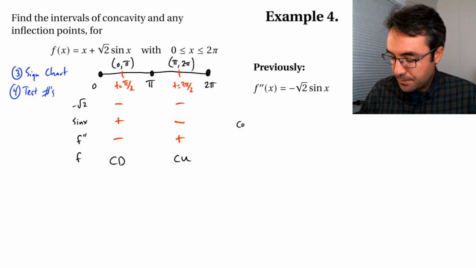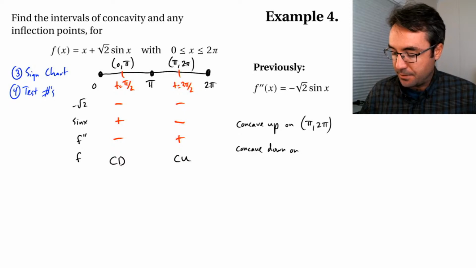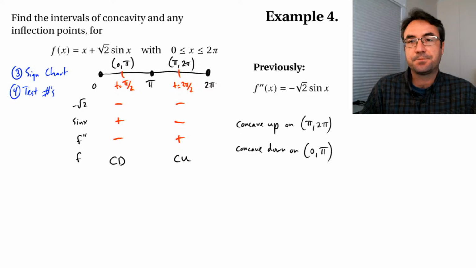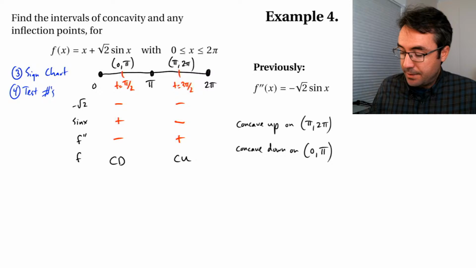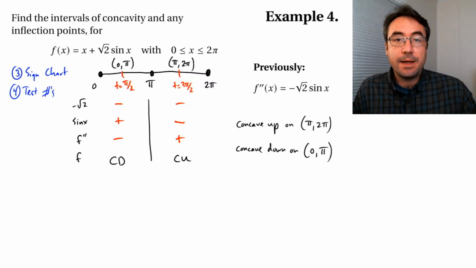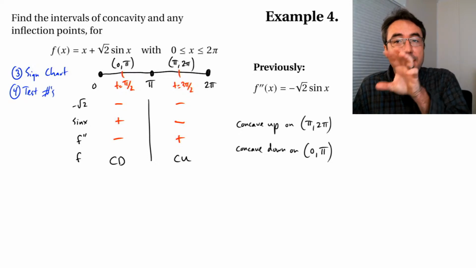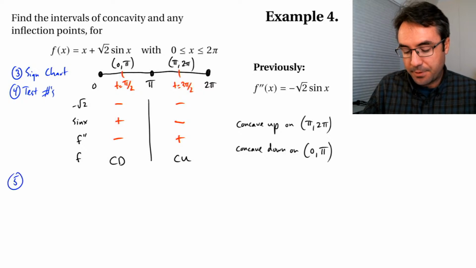So we found we are concave up on the interval from pi to 2 pi, and then we're concave down on the interval from 0 to pi. And then what we're seeing is right in the middle there, we're at x equals pi, we're switching concavity. So that means we have an inflection point. So that's the next part of the process here.